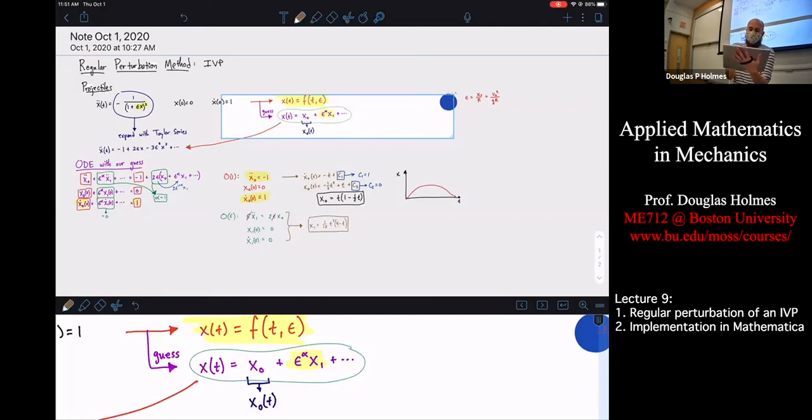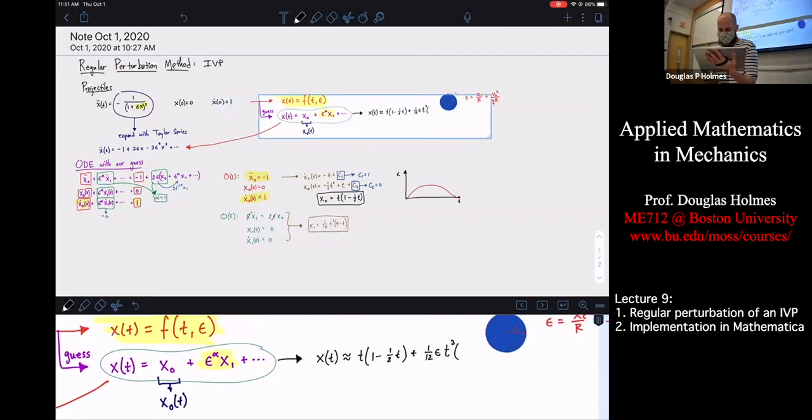But now we've done the hard work, and we can plug these things in. So now we have that x naught of t should be approximately equal to t times 1 minus 1 half t plus 1/12 epsilon t squared, t cubed, there we go, or minus t, plus higher order terms.